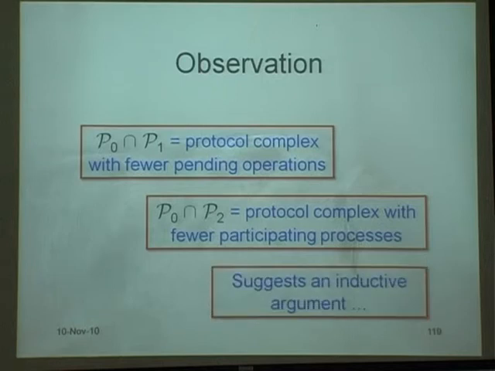So this suggests a kind of inductive argument, where when we want to reason about the intersections, we'll say, well, this is equivalent to another protocol with fewer processes or with fewer pending operations. And each of those lesser cases will be covered by an induction hypothesis. And that's how we're going to proceed.